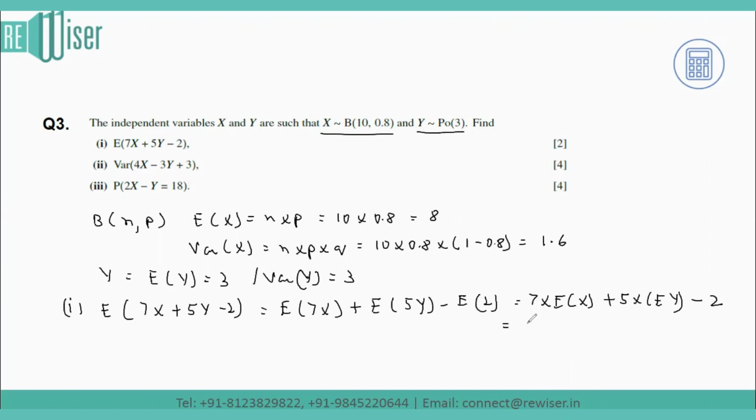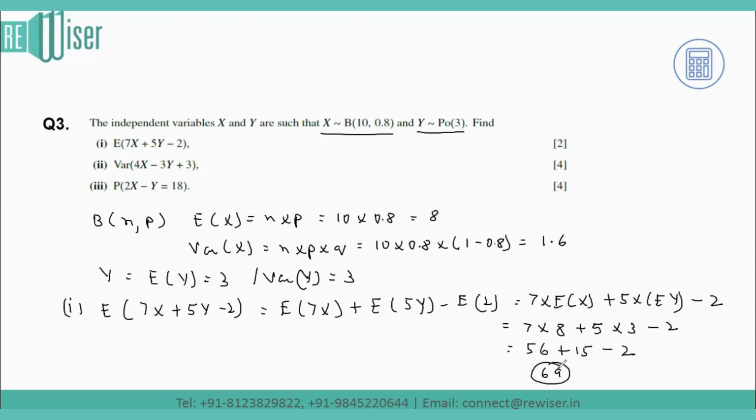So that becomes 7 into the expected value we have already calculated for x, which is 8, plus 5 into the expected value of y, which is 3, minus 2. This becomes 56 plus 15 minus 2. If we calculate this value, it comes up as 69. So that's the answer for the first part of the question.